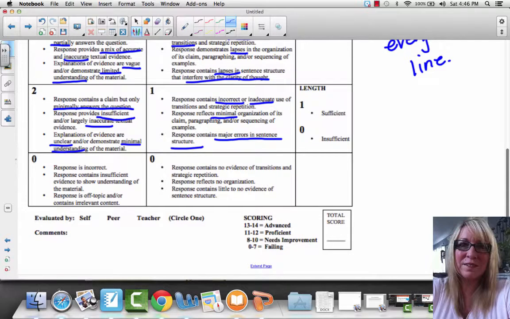And how you will be scored: 13 to 14 is considered advanced, 11 to 12 points proficient, 8 to 10 needs improvement, and 0 to 7 failing.